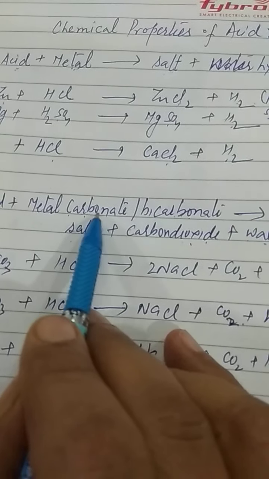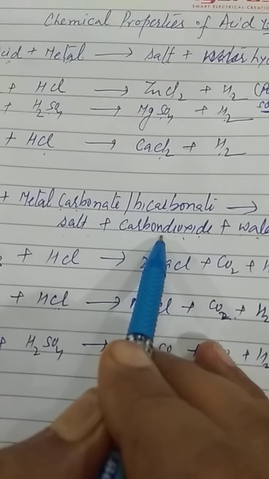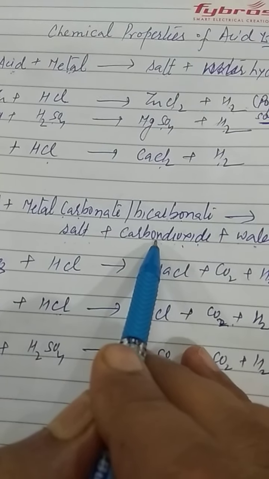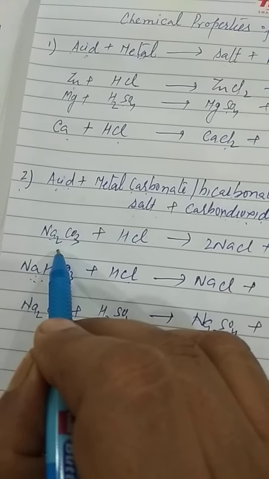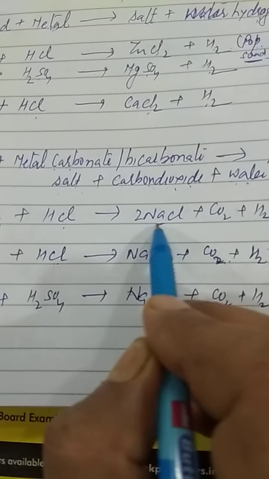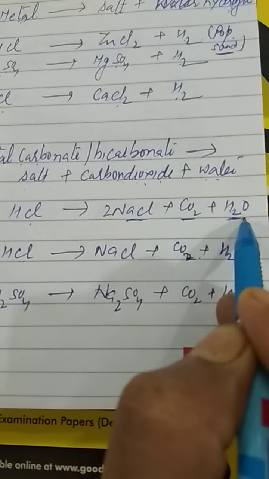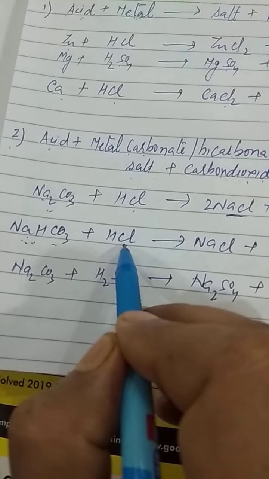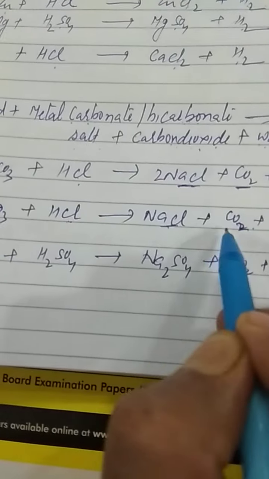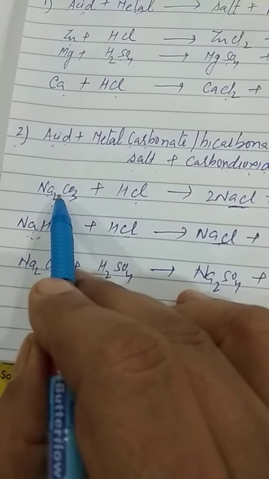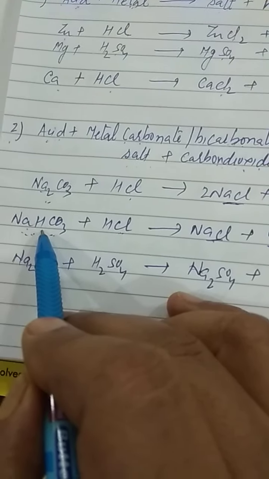Whenever an acid reacts with metal carbonate or bicarbonate, the product is the same. It forms salt, carbon dioxide and water. Say for example, this is sodium carbonate, and when an acid like HCl reacts with sodium carbonate, it forms salt, sodium chloride, carbon dioxide and water. And now take bicarbonate. This is sodium bicarbonate and HCl is an acid. It forms salt, carbon dioxide and water. The product is the same, although in the reactant initially it was carbonate and this is bicarbonate.